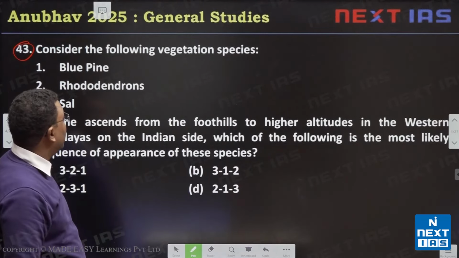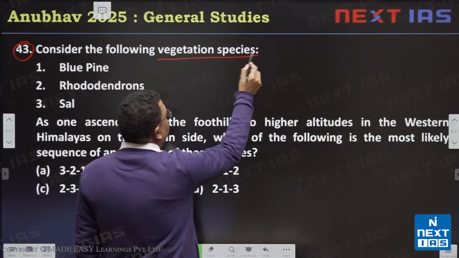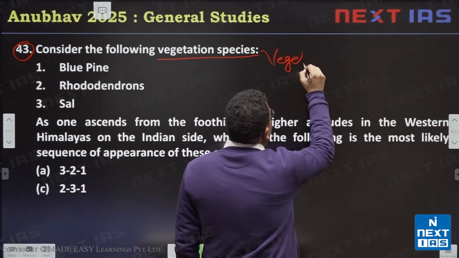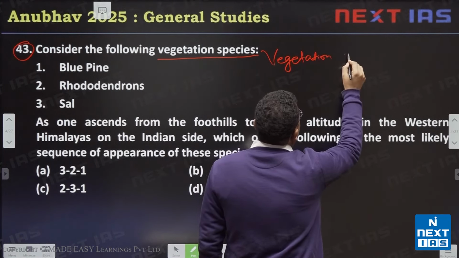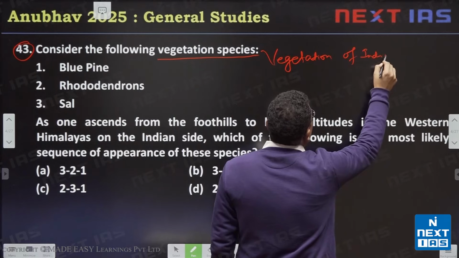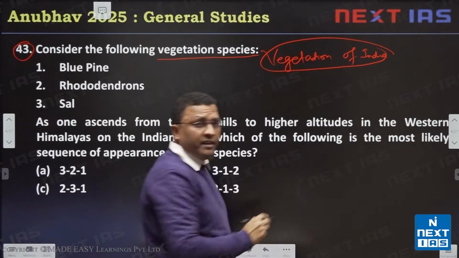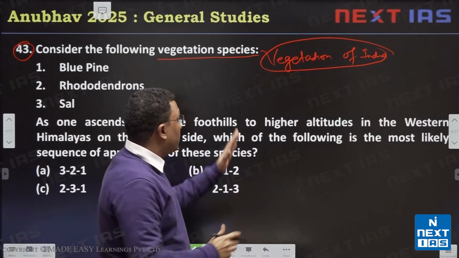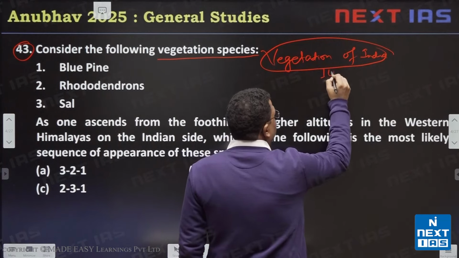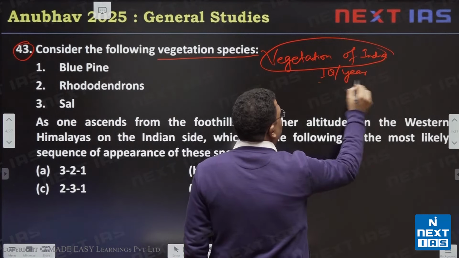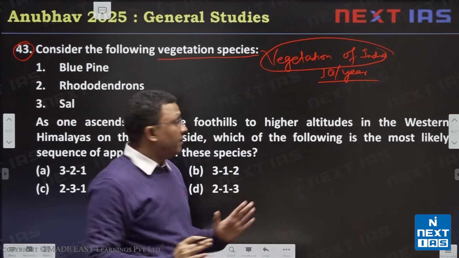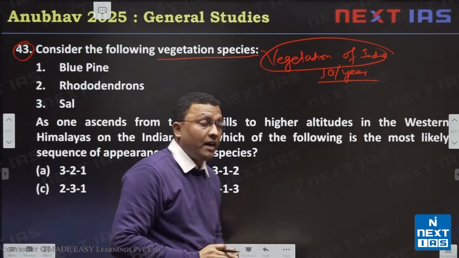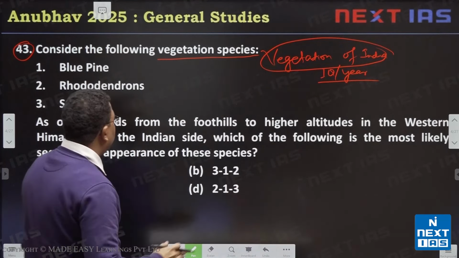Now let's move on to the next question, that is question 43. It says consider the following vegetation species. So this is a question from the topic vegetation of India. This is a very important topic in Indian geography, and if you see the previous year questions, 1 to 2 questions are asked almost every year from this topic. So that means this topic is important from the exam point of view. Now let's read the question.